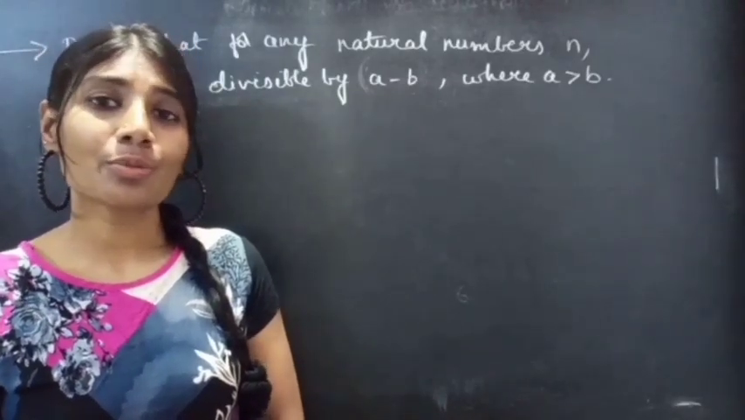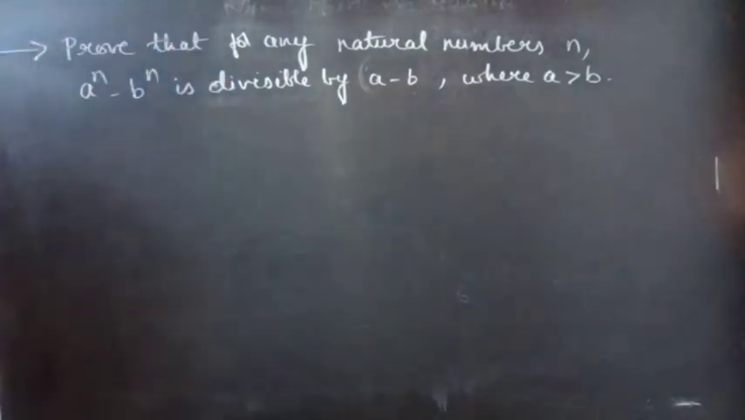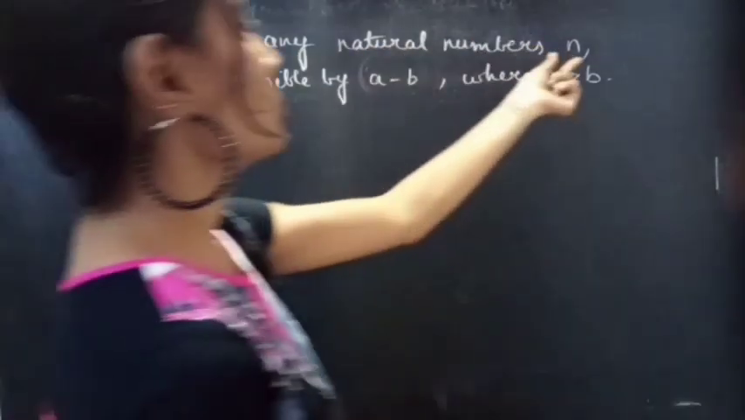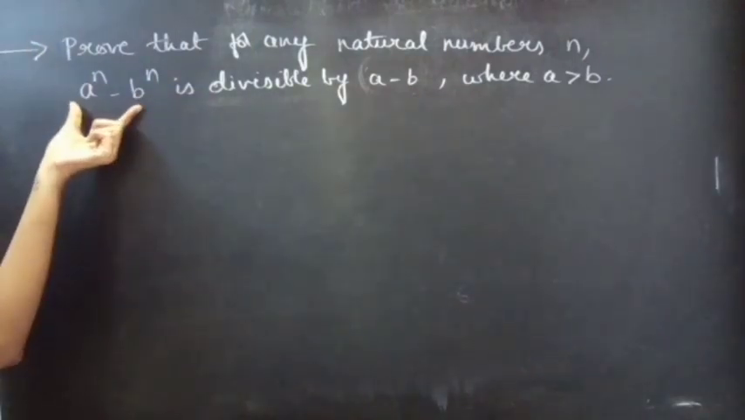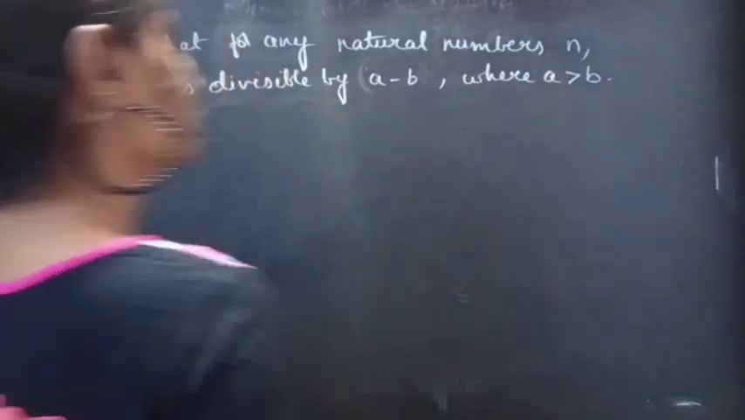In this video, we are going to prove a problem from mathematical induction. So let's get going. Problem: prove that for any natural numbers n, a power n minus b power n is divisible by a minus b where a is greater than b.